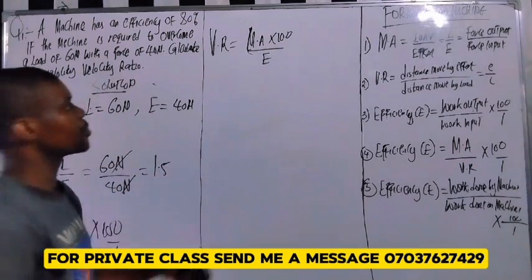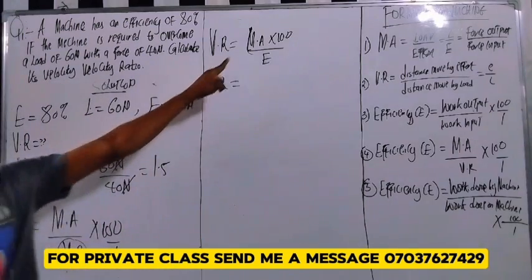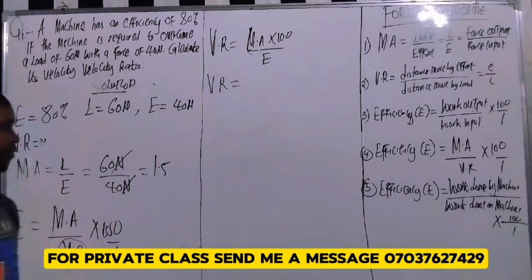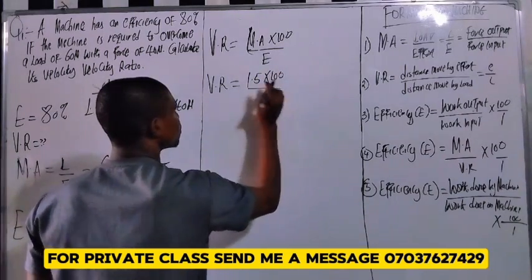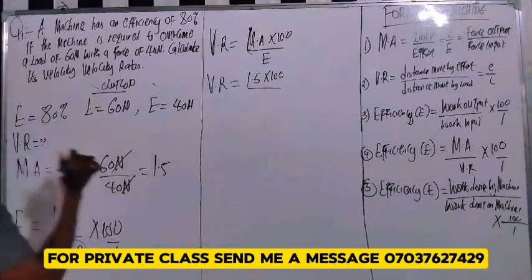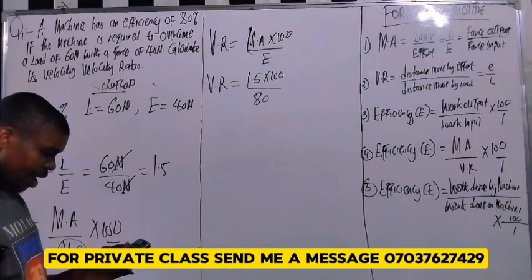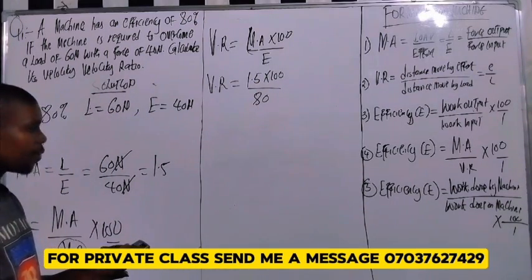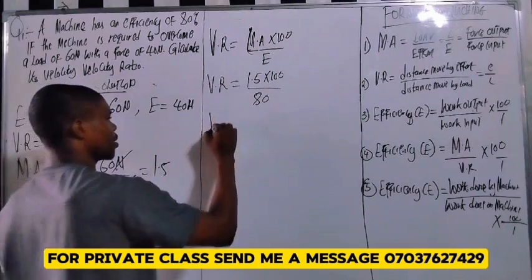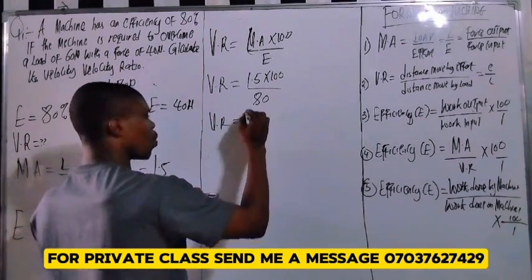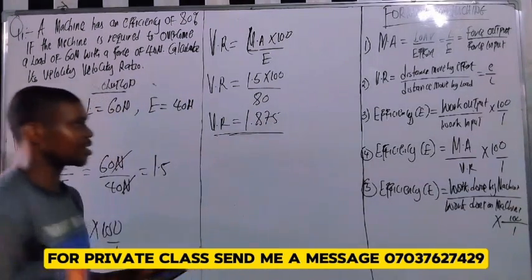So what I want to do now is to input my values. My VR equals, remember, I've calculated my mechanical advantage to be 1.5. So it would be 1.5 times 100 over my efficiency, which is 80. So it would be 1.5 times 100 divided by 80. So my velocity ratio is 1.875. Now there is no unit here.